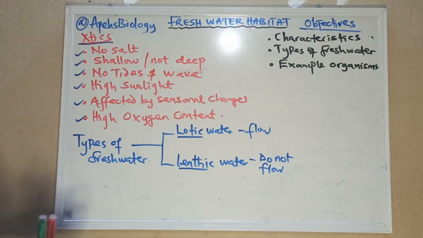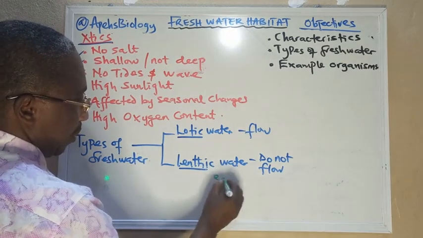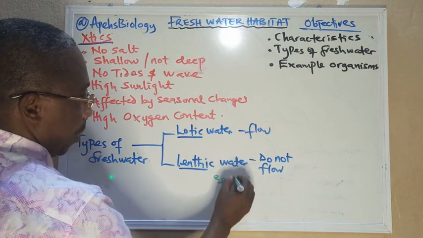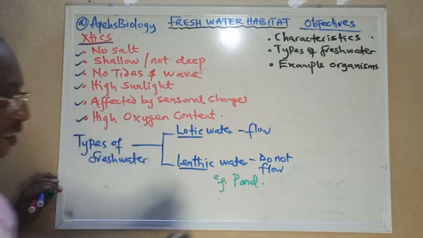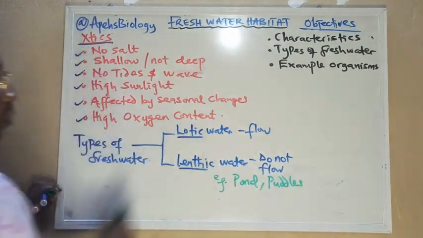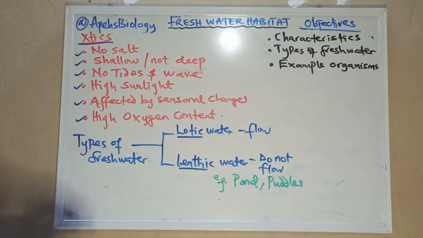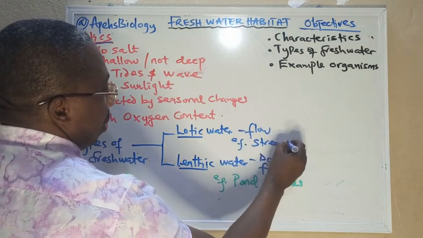Now, what are those fresh waters that do not flow? You find examples like a pond. The pond is a good example of water that is stagnant and doesn't flow. Then you have puddles. A good example of water that flows is your stream. And then you have the river.